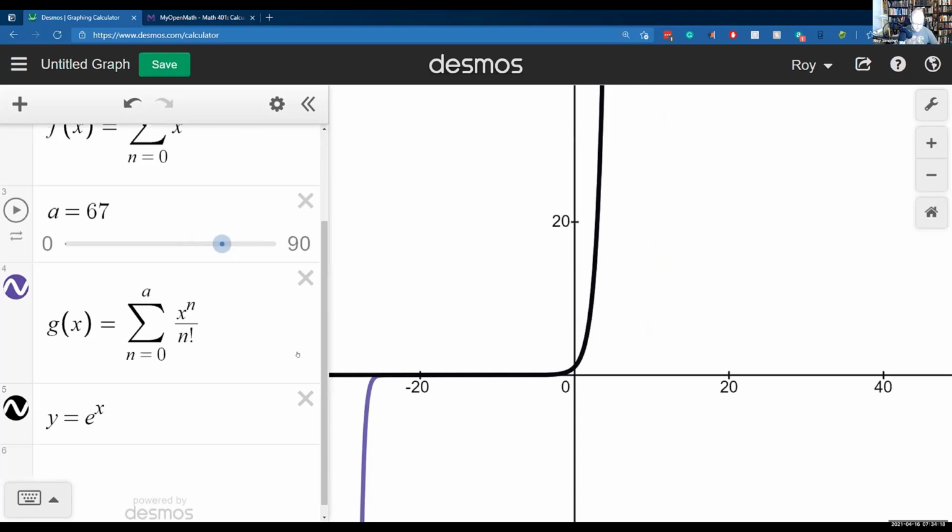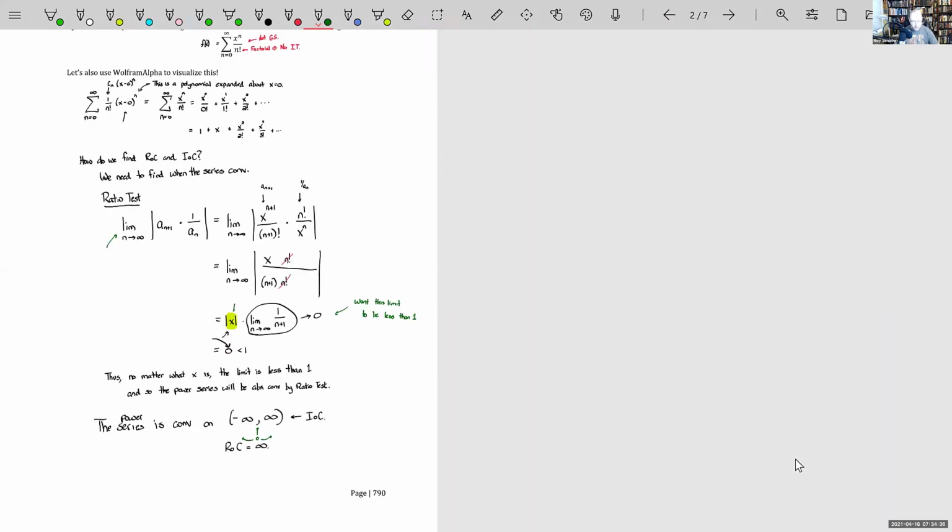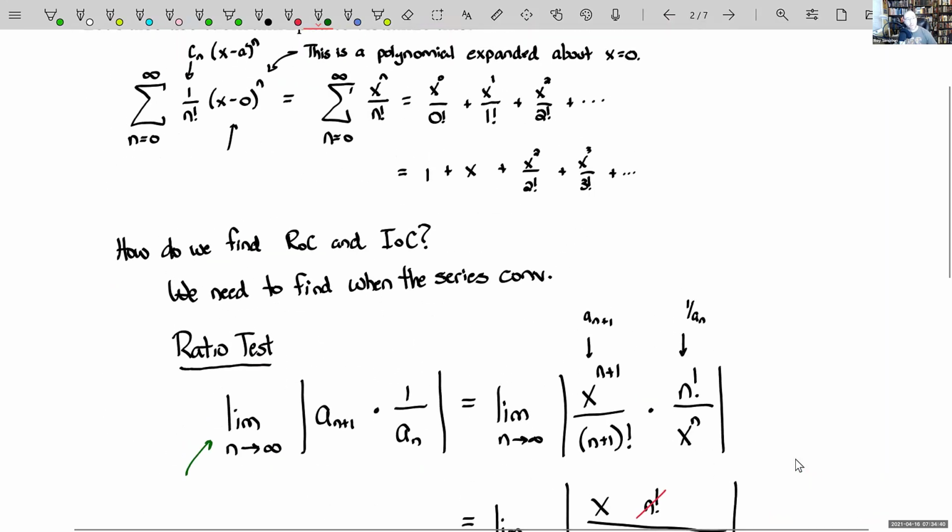Let me hop back to my laptop and get this going. There's not a fast way for me to switch between my laptop and my desktop. Sorry about that. All right. So that's just a visual reminder of what an interval of convergence is. Raise this up as well.